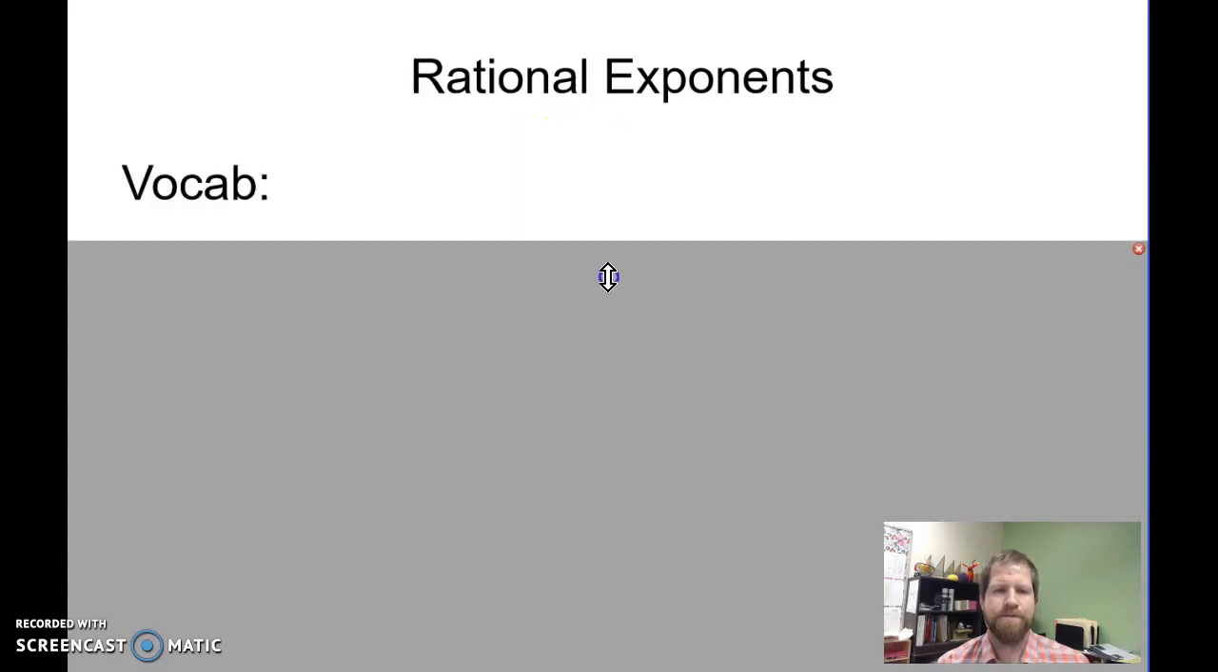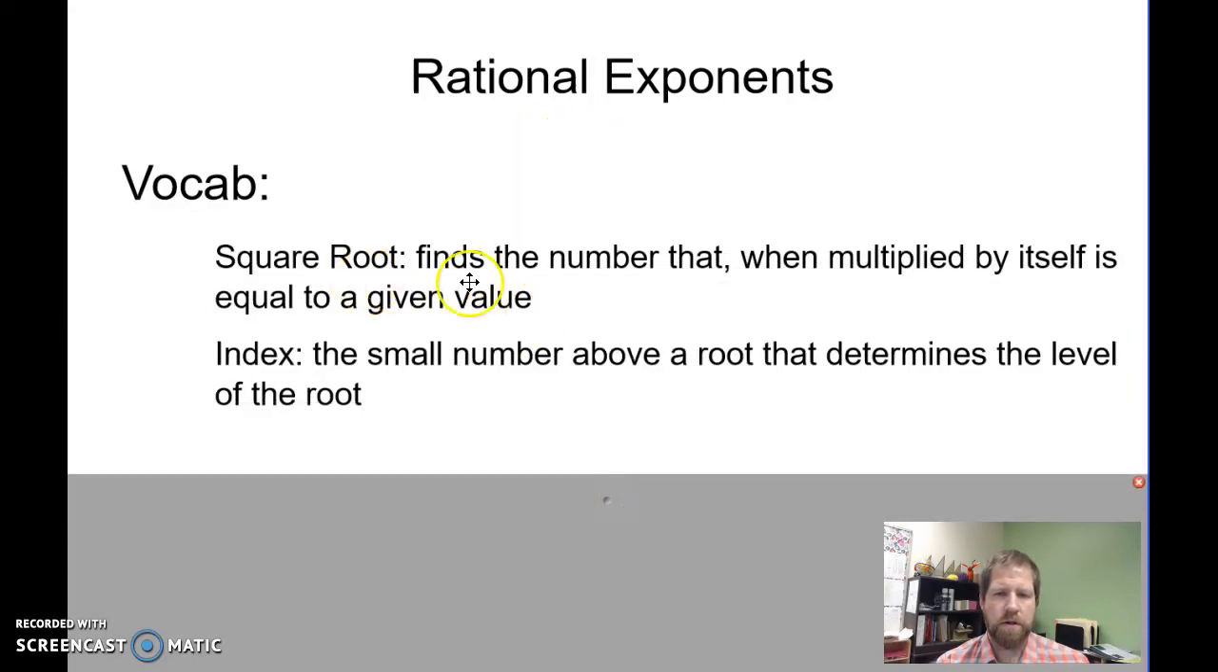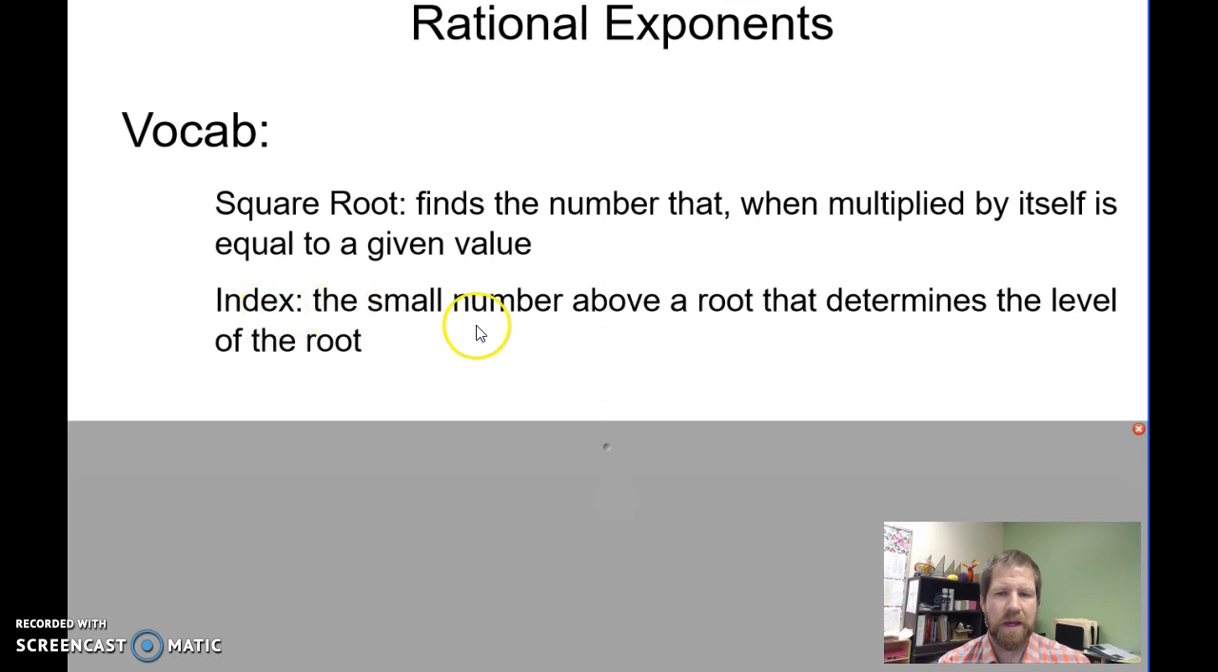Rational exponents. A square root finds the number that, when you multiply it by itself, equals a given value. A cube root would find the number that, when you multiply it by itself 3 times, is equal to a given value. So a root is that idea that you're multiplying something by itself a certain number of times. And the index is a small number above the root.